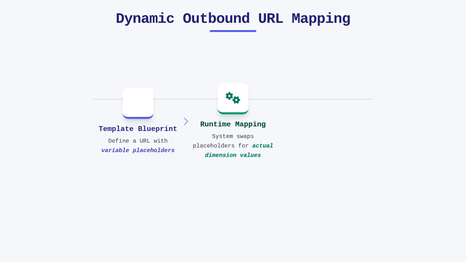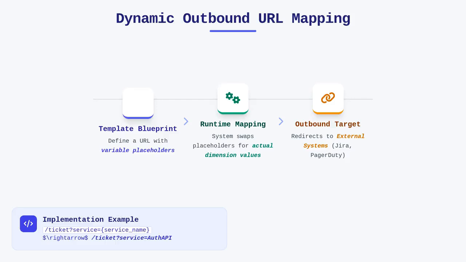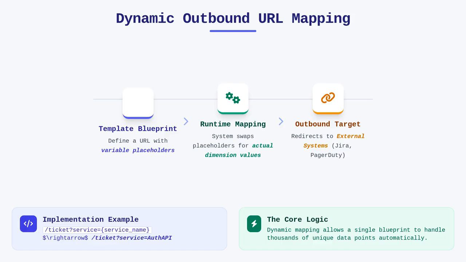For instance, if you are monitoring a specific service, you might pass the service name dimension directly into the URL query parameters of a secondary dashboard or an external ticketing system like Jira or PagerDuty. The system performs a runtime substitution, replacing the placeholder with the actual value associated with the specific data point you have clicked.